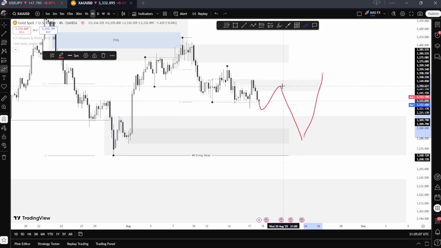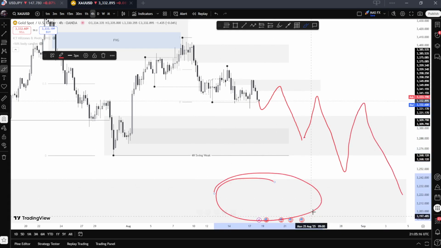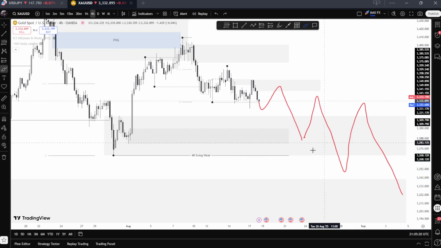If we don't clear out the internal high after tapping into this demand zone, then it means we'll continue bearish to the downside, tap into this daily demand zone. Then if we get the shift on the 4 hour, we can look to follow the trend to the upside.